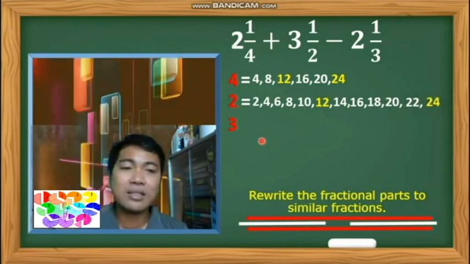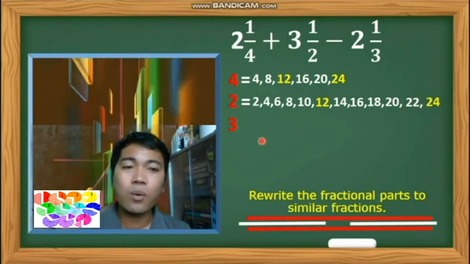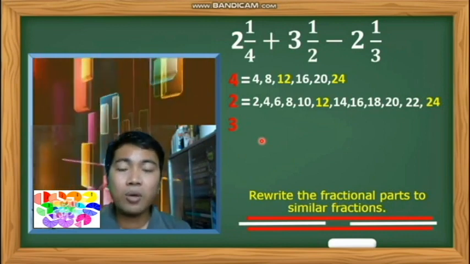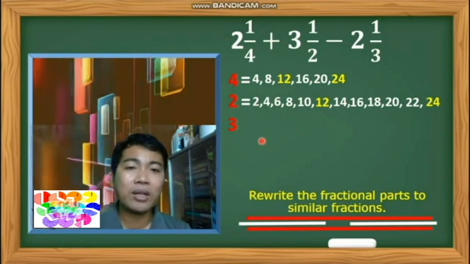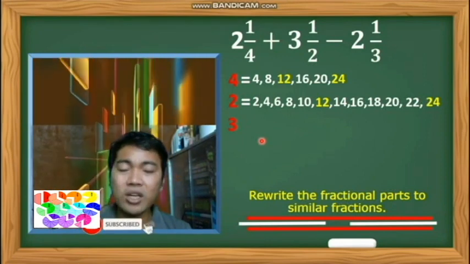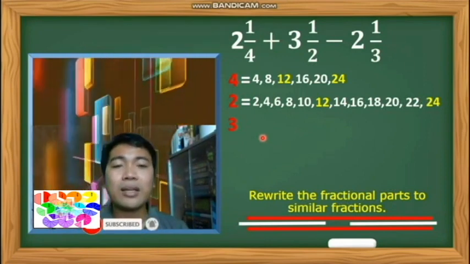So, bakit nakaabot na sa 12? Gusto kong makuha ang common multiples ng mga denominators na ito. So, nakita natin mayroon ng 12 at saka 24. So, let's check doon sa 3 kung may makuha din tayo.